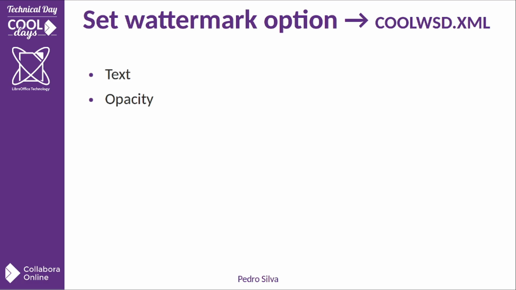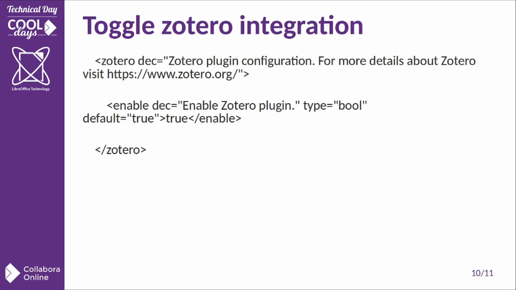Watermark option where you can set the text and opacity of how that watermark should look. Other integrations, it is just an example of a feature that you can enable and disable, again via the coolwsd.xml.